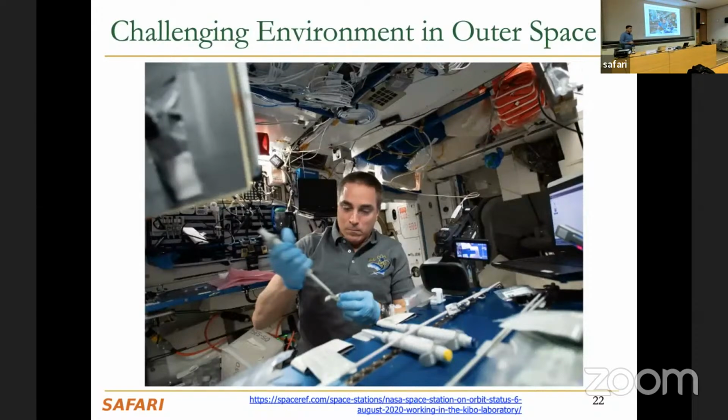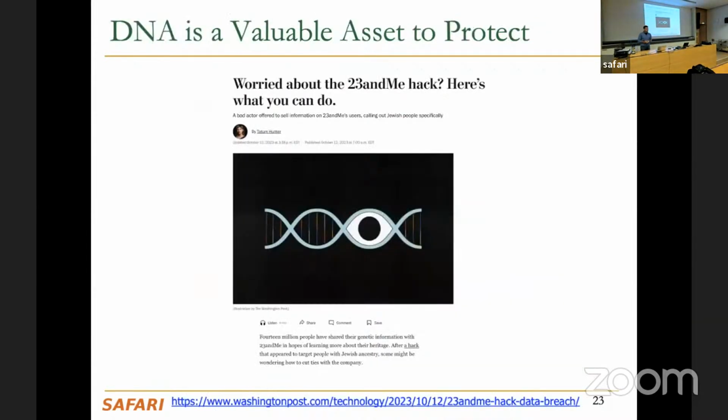Maybe even on Mars, to understand the impact of outer space on genomes and even more things. And also DNA is a very valuable asset, right? So you really don't want your genome to be in harmful hands. And this actually happened last year.